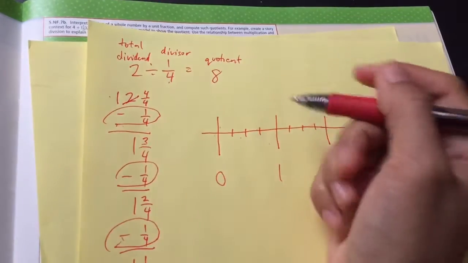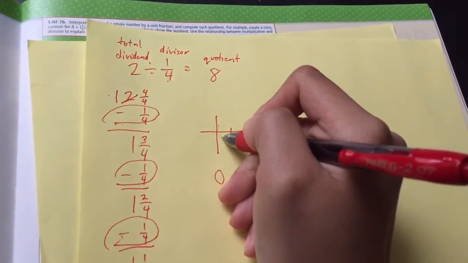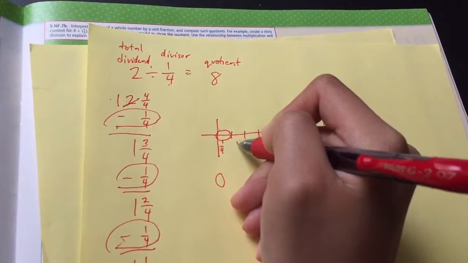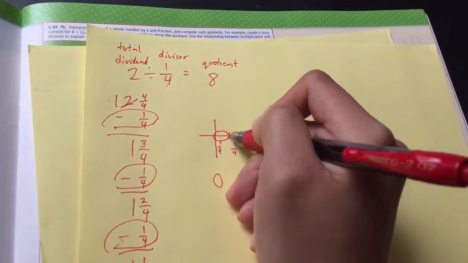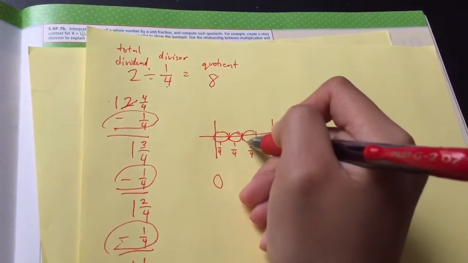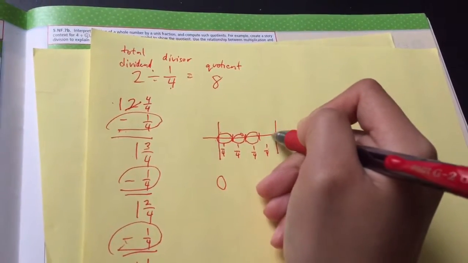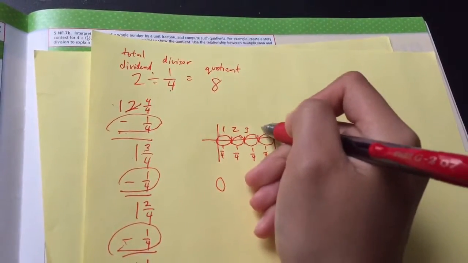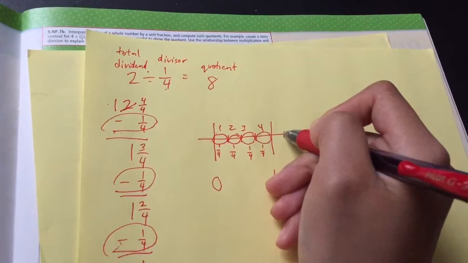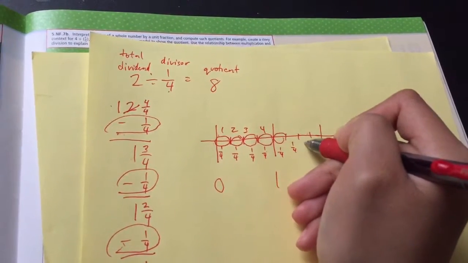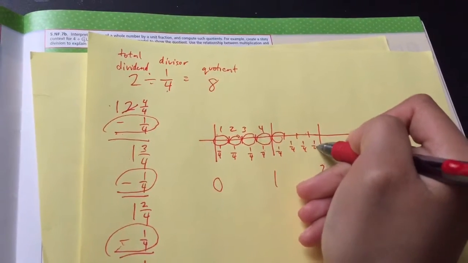We want to subtract 1/4 each time. This section right here is 1/4. So that's 1 piece. This section right here is 1/4. 2 pieces. This section right here is 1/4. 3 pieces. This section right here is 1/4. 4 pieces. This is 1/4, 1/4, 1/4.